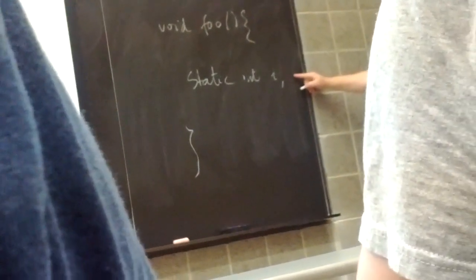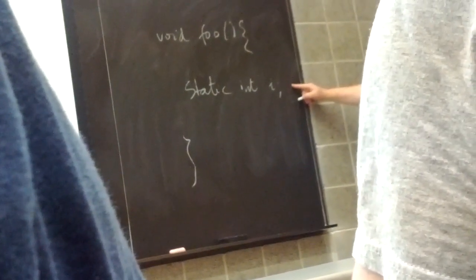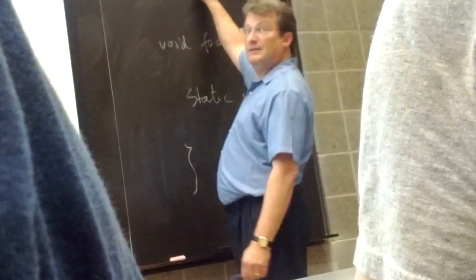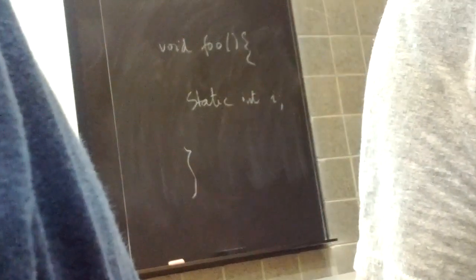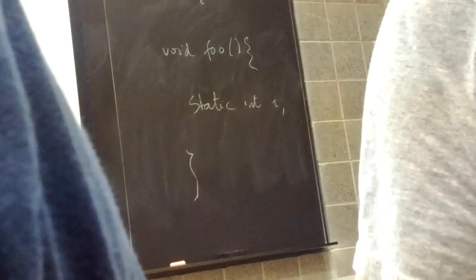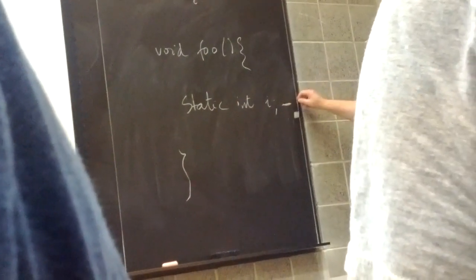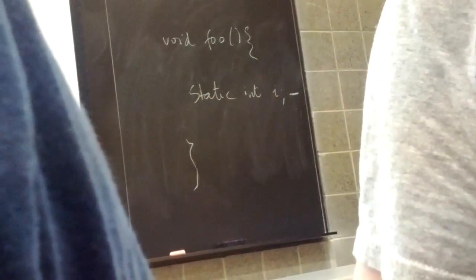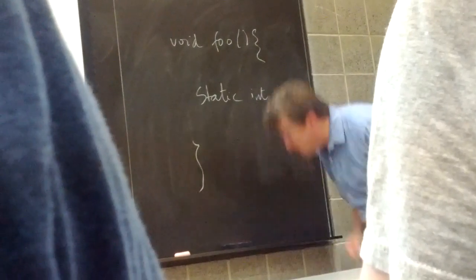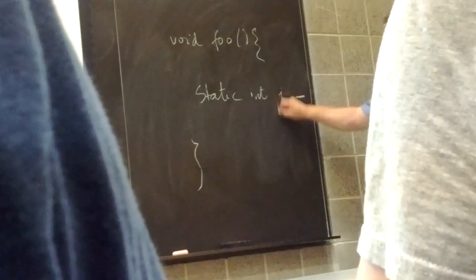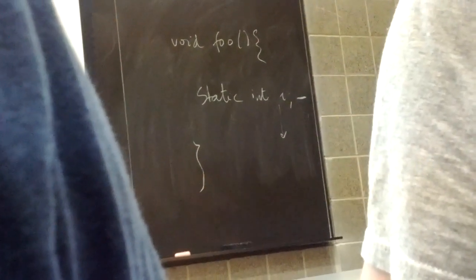If I'm outside the function, can I use I? No. So the scope is the function itself, from the very point where it is declared. You cannot use the identifier before it is declared in the function, but you can use it after, until the end of the code.